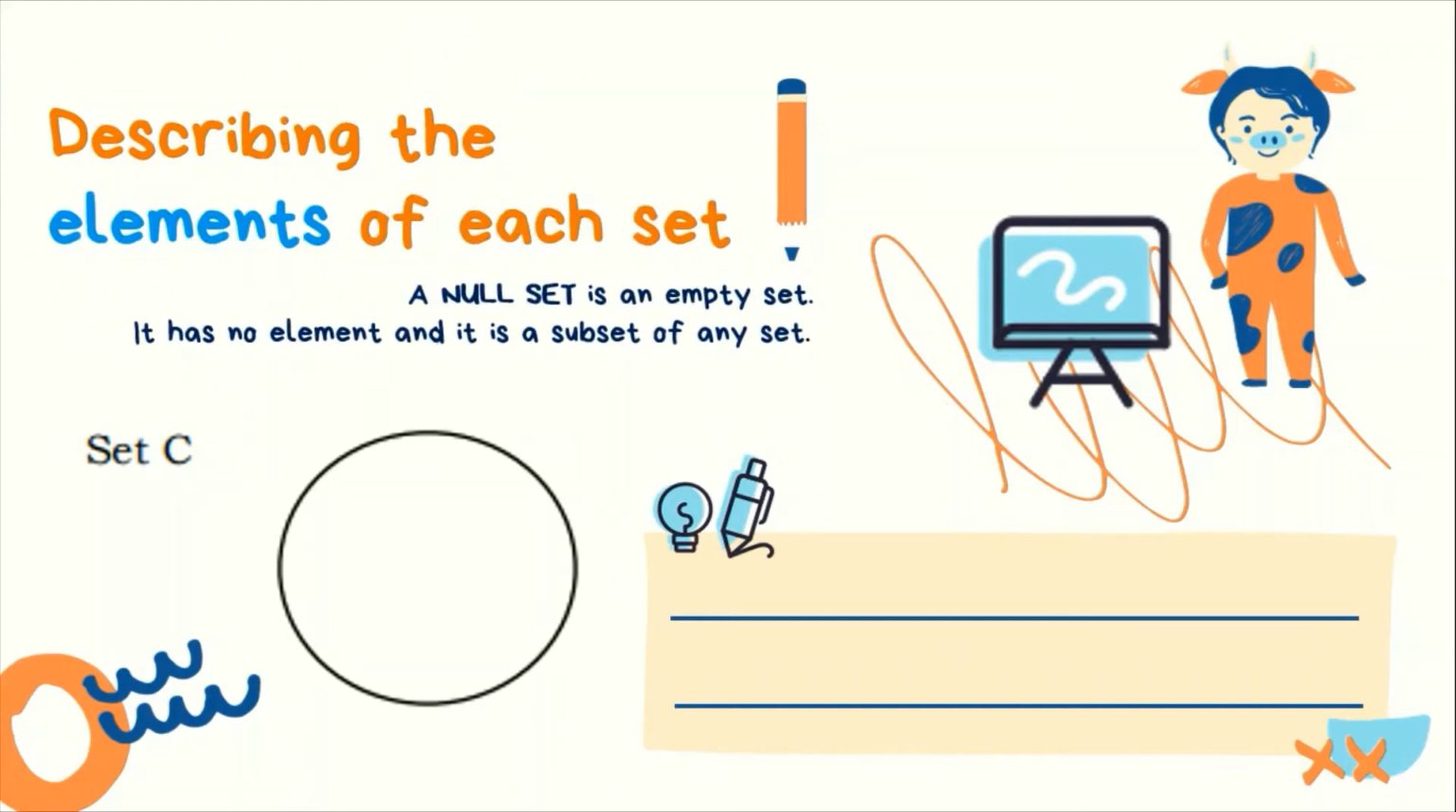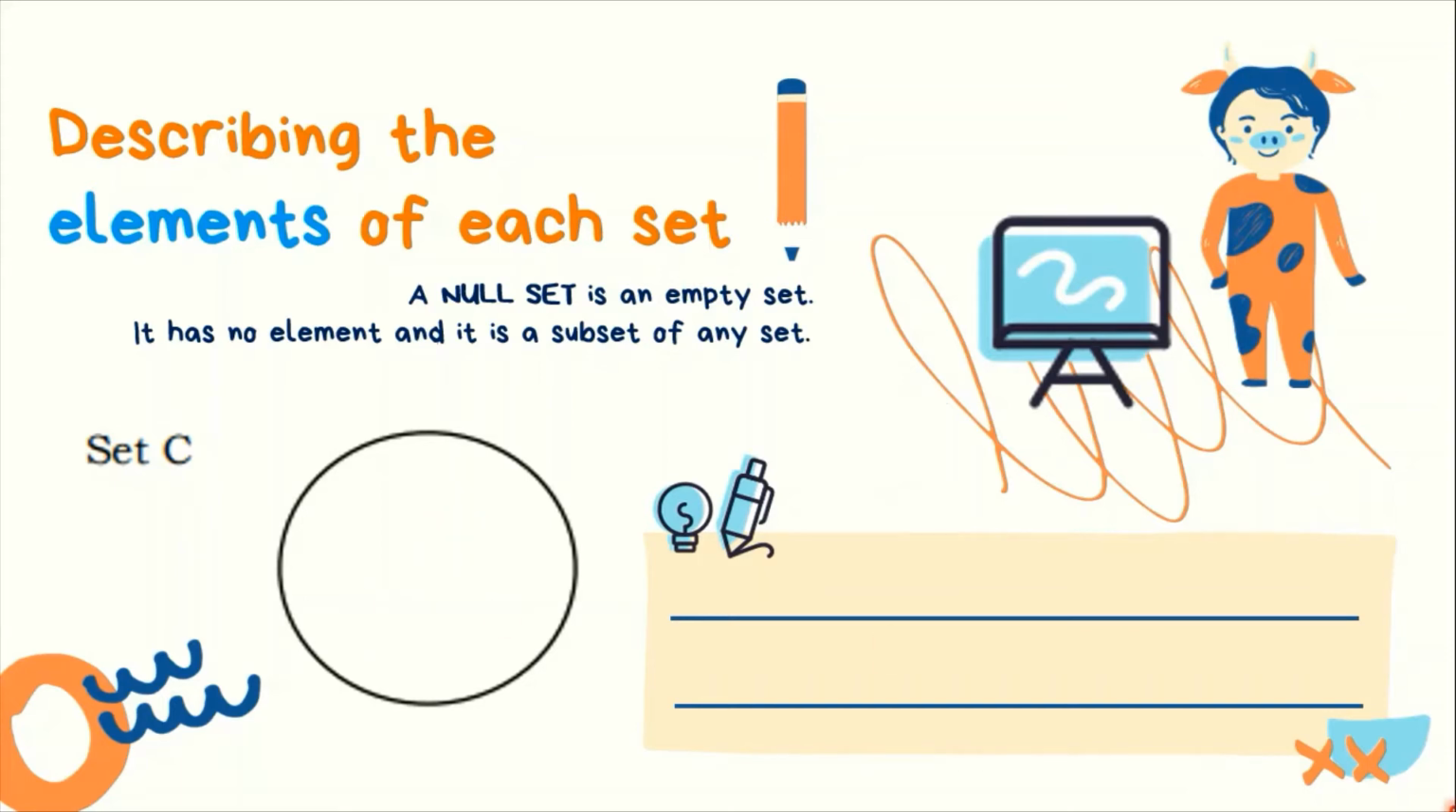A null set is an empty set. It has no element and it is a subset of any set. So we have set C. Meron tayong bilog, pero walang laman. Set C is an example of a null set. Wala siyang laman dahil wala siyang elements.